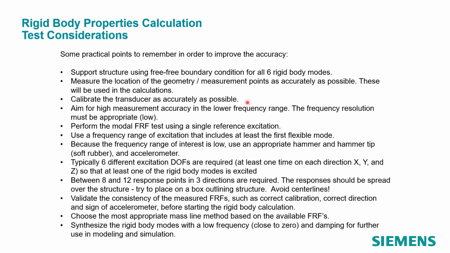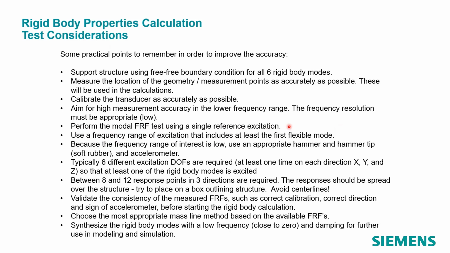We can calibrate the accelerometers; a lot of people are familiar with that. We could also do a relative calibration in the software, and that would calibrate your hammer using a known accelerometer input. Aim for high measurement accuracy in the lower frequency range. So frequency resolution should be very tight. You don't want a delta F of 1 Hertz or 2 Hertz because your rigid body modes are probably within that frequency resolution.